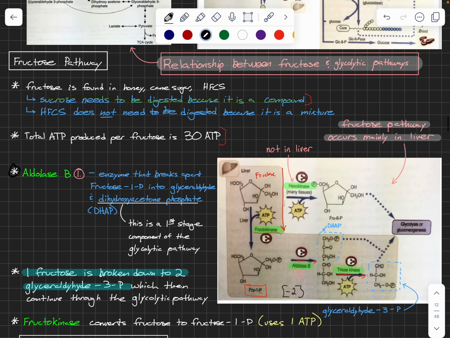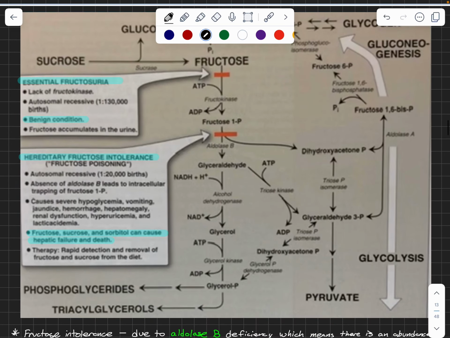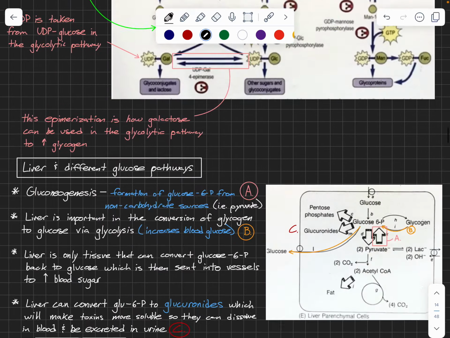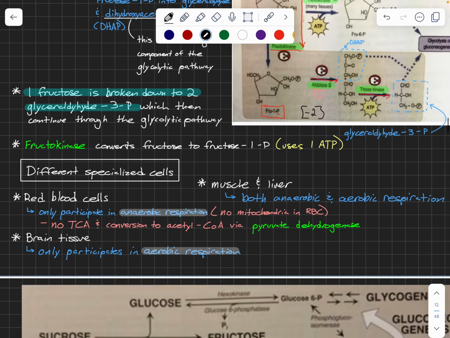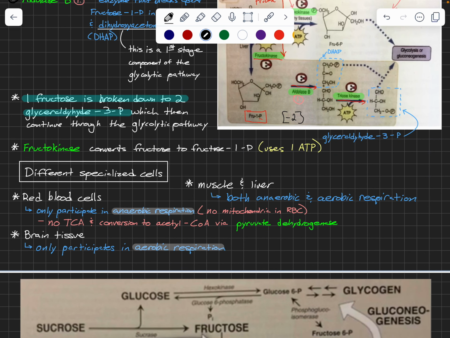And I guess for fructose, I'll go down and explain this little pathway right here just so we know directionally where some of the stuff is going. But we also need to know some of the different specialized cells inside our body. The main differences between a lot of these different cells is whether or not it participates in anaerobic respiration or aerobic respiration. And it's very similar to anaerobic glycolysis or aerobic glycolysis.